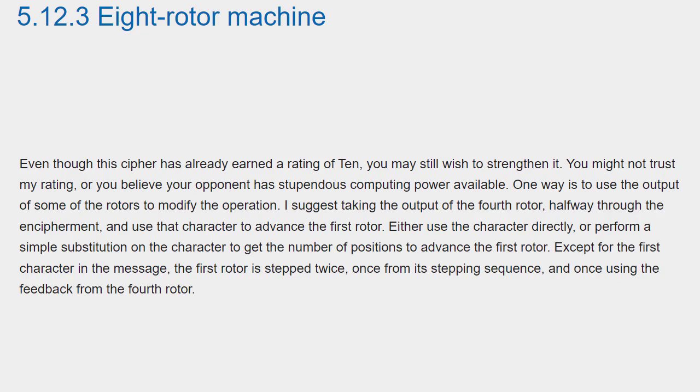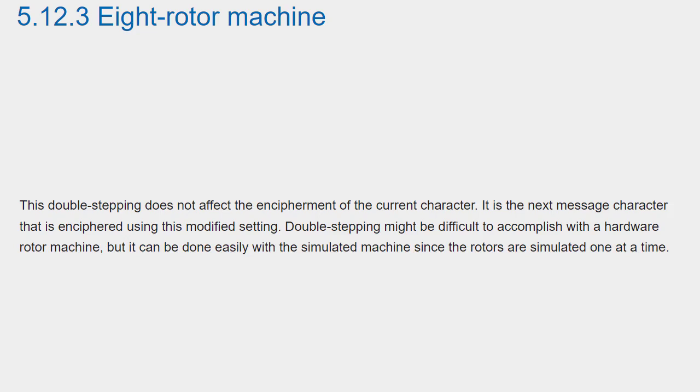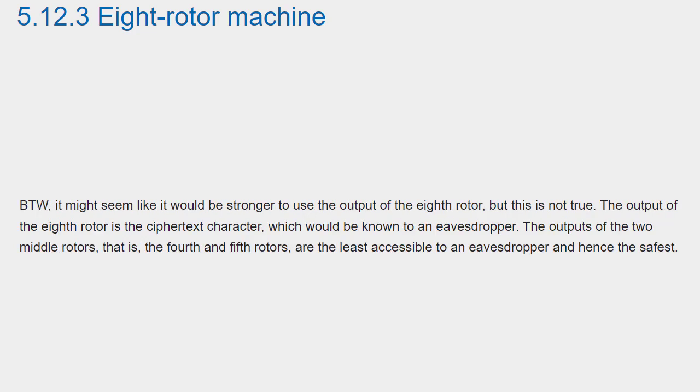Except for the 1st character in the message, the 1st rotor is stepped twice, once from its stepping sequence and once using the feedback from the 4th rotor. This double stepping does not affect the encipherment of the current character. It is the next message character that is enciphered using this modified setting. Double stepping might be difficult to accomplish with a hardware rotor machine, but it can be done easily with the simulated machine, since the rotors are simulated one at a time.